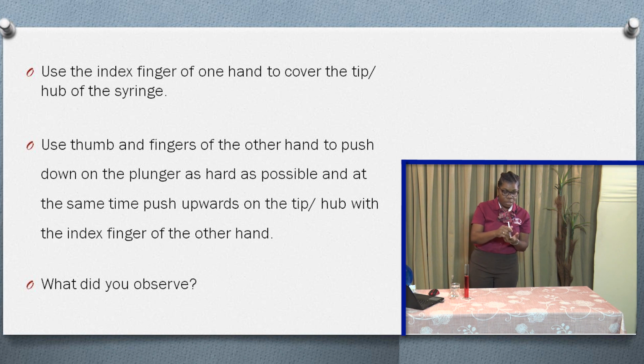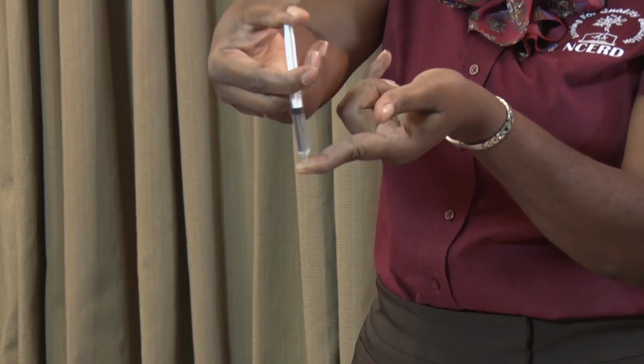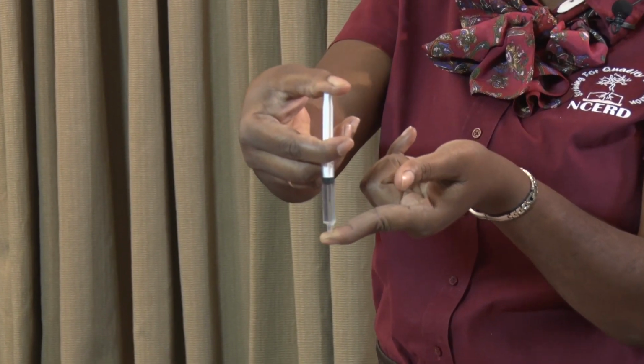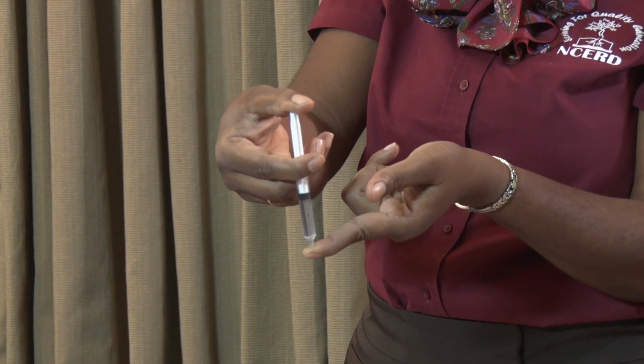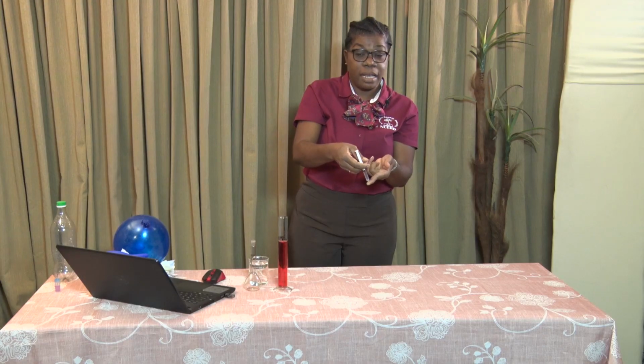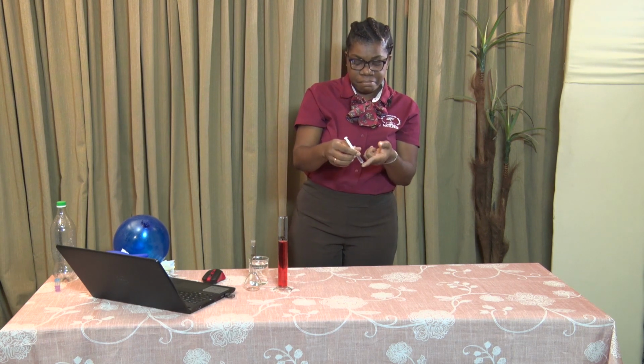So I'm going to cover the tip and I'm going to press on this plunger. So let's see what happens. I'm pressing as hard as I can. Good. It's very difficult. And it is still at the 2 ml mark. So what does that tell you about liquids? Yes, like solids, they are difficult to compress. Good?